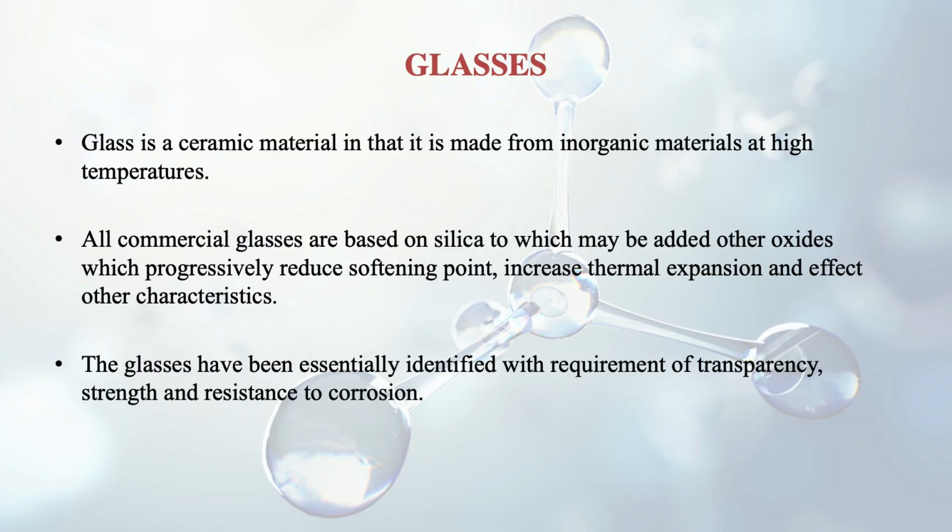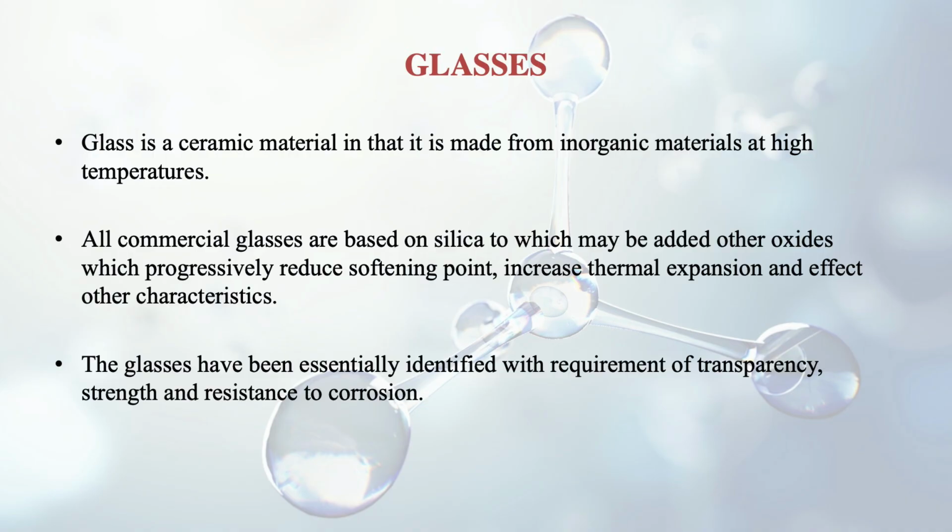All commercial glasses are based on silica. So again, the main constituent here is silica only, to which we can add other oxides which progressively reduce the softening point. There is a point called softening point, meaning the glass is either hard or soft, or at which temperature the glass is becoming soft, to what degree. This is the basic meaning of softening. And these oxides actually increase the thermal expansion and also affect other characteristics.